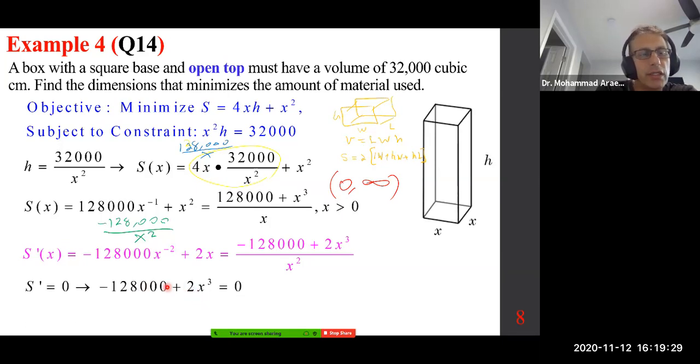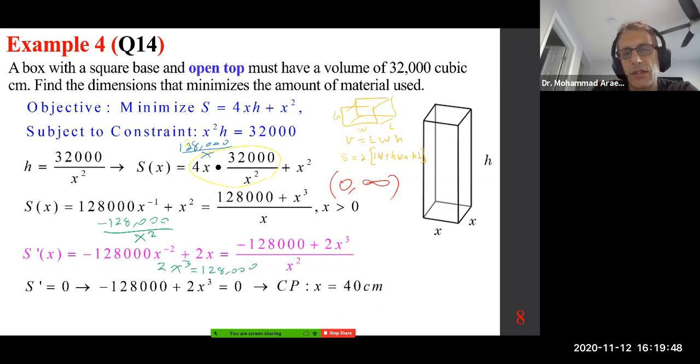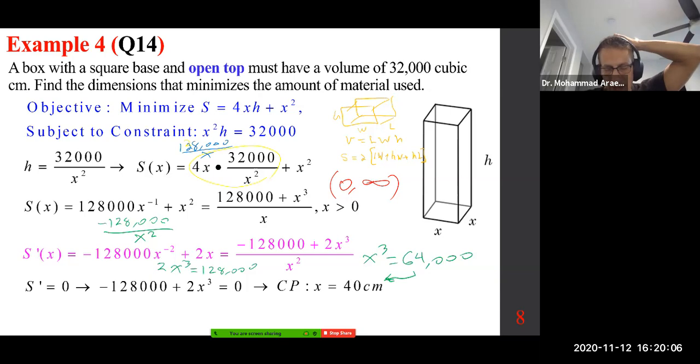by setting 2x cubed equals 128,000. Divide by 2, you get x cubed is 64,000. Class, x cubed is 64,000. And if you take a cube root, you get 40 centimeters.